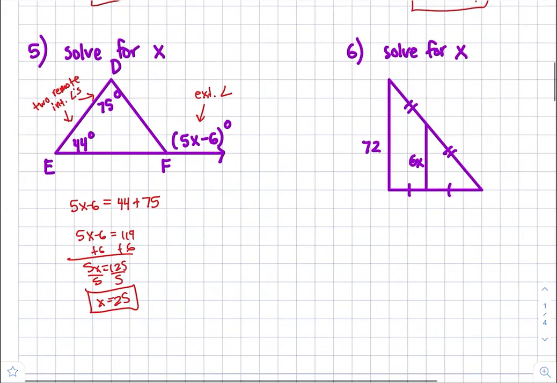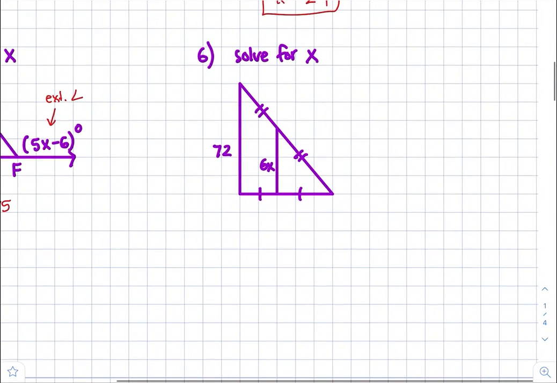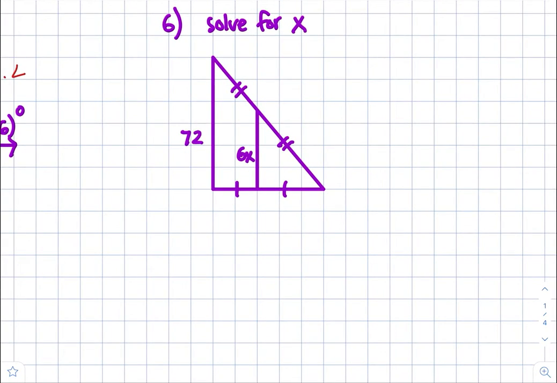Alright, number 6. So, this is a mid-segment. It's connecting two midpoints of two other sides. And since both of these sides are parallel, as a result, see this length, you guys? That is double of this one. It's double. Or you can see it as this is half of this one.